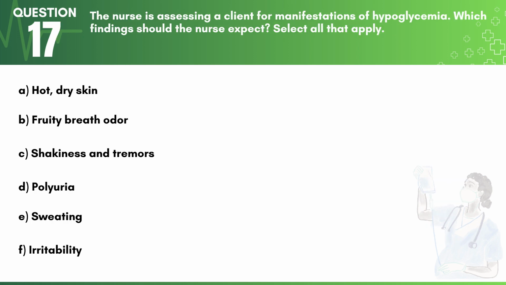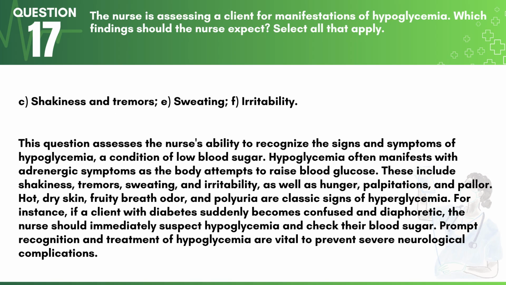Question 17. The nurse is assessing a client for manifestations of hypoglycemia. Which findings should the nurse expect? Select all that apply. A. Hot, dry skin. B. Fruity breath odor. C. Shakiness and tremors. D. Polyuria. E. Sweating. F. Irritability. Answer. Shakiness and tremors, sweating, irritability.